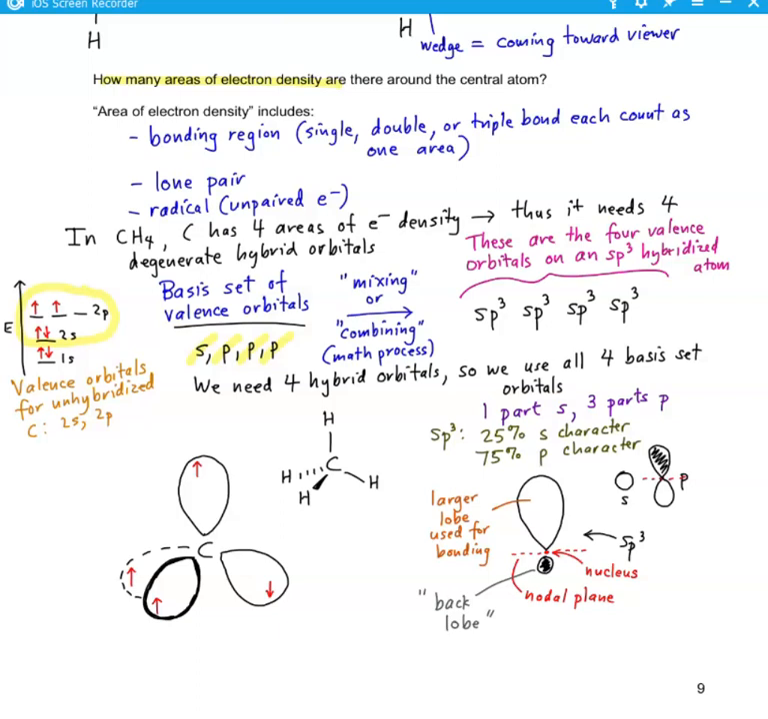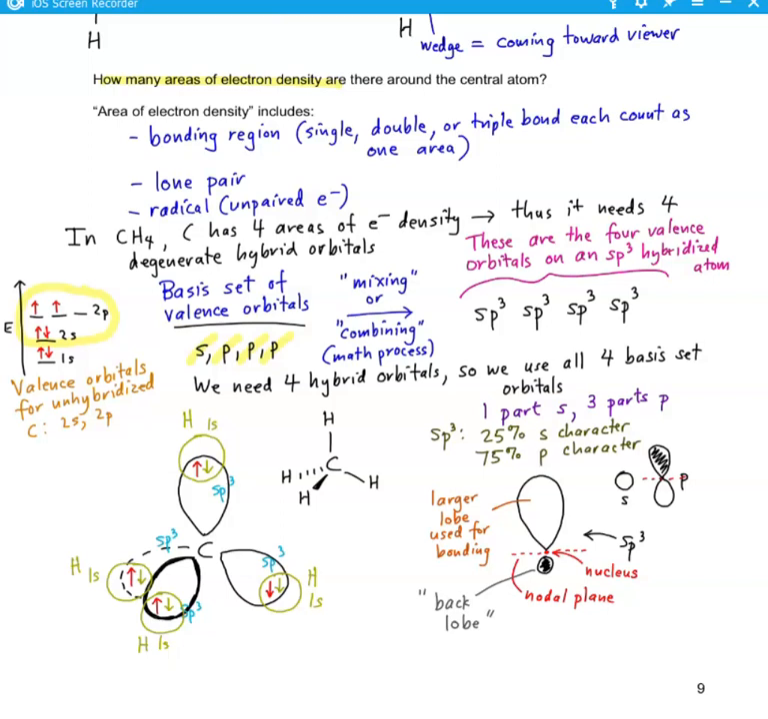Okay, so there are 4 sp3 orbitals. So sp3, sp3, sp3, and sp3. Those are overlapping with 1s orbitals on hydrogen atoms. So here's a 1s on a hydrogen with 1 electron in it. And here's another one over here. And then a third. And finally a fourth.